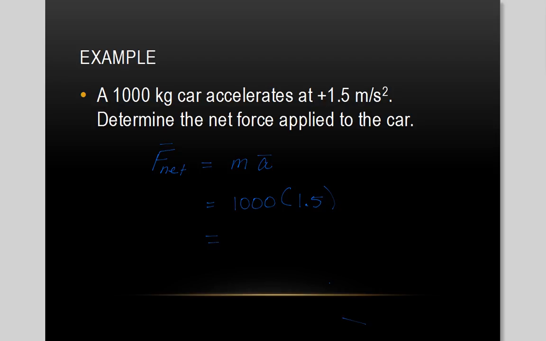What would you get there? 1,500. And the unit for mass is kilogram, for acceleration is meter per second square. You're multiplying those. That's really annoying to write, so you put the capital letter N to replace that.